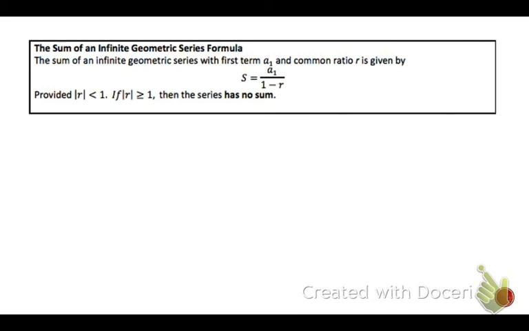Now here's a formula that you can use to find the sum of some infinite geometric series. S, which stands for sum, equals a sub 1, which is the first term in the series, divided by 1 minus r. Remember, r is the multiplier. This works if the absolute value of r is less than 1. If the absolute value of r is greater than 1, that means each time your multiplier is bigger than 1, then the series has no sum.